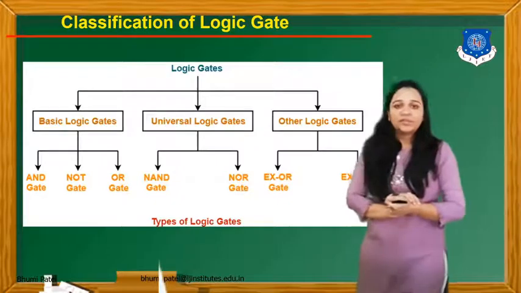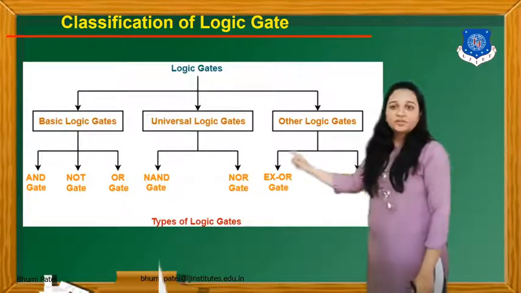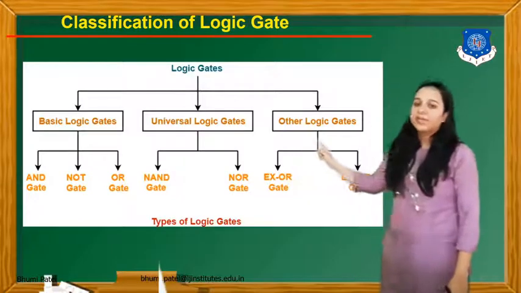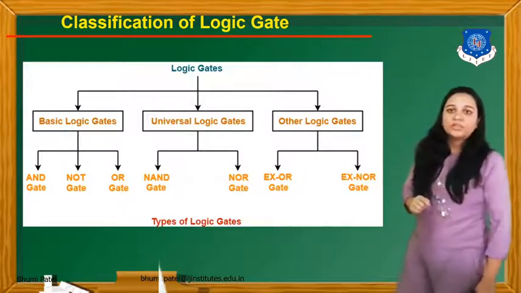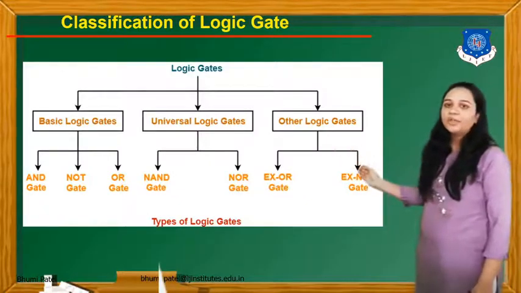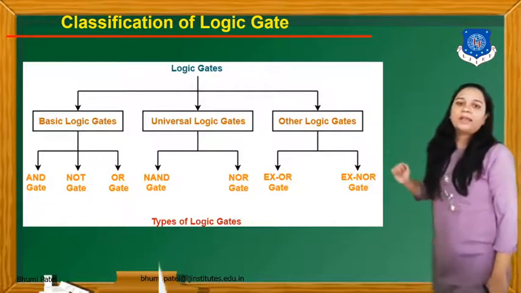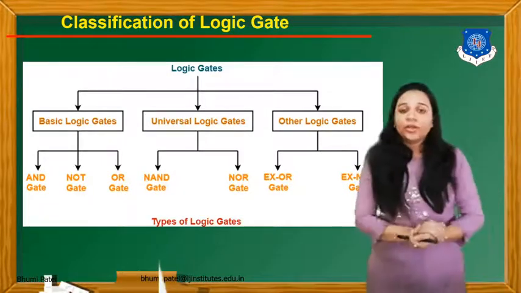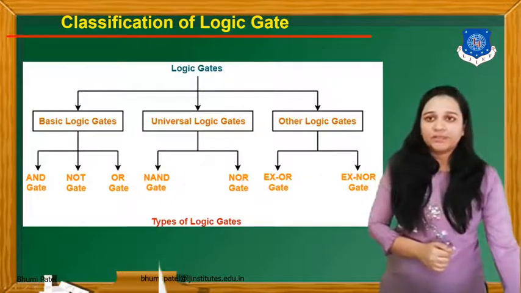The basic logic gates contain the basic information, and we have three types: the AND gate, the NOT gate, and the OR gate. The universal logic gates are the NAND gate and the NOR gate, and the other logic gates are the XOR gate and the XNOR gate. In the next slides, we will study the different logic gates one by one.